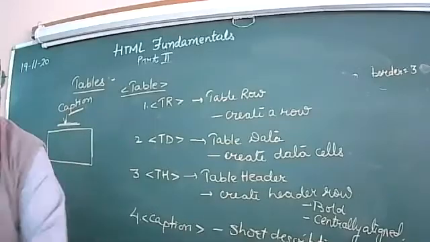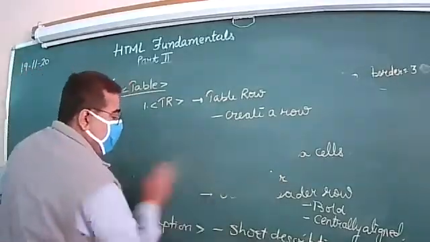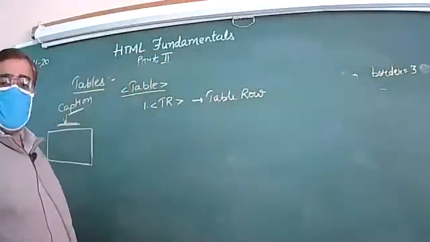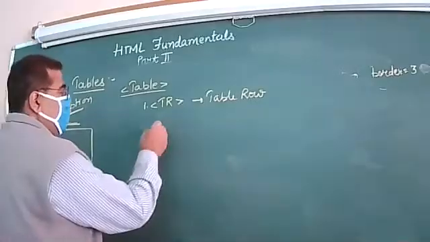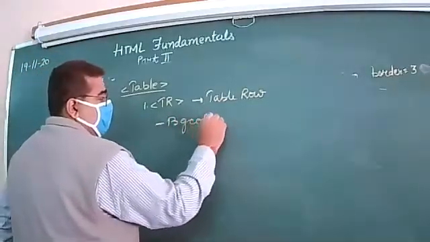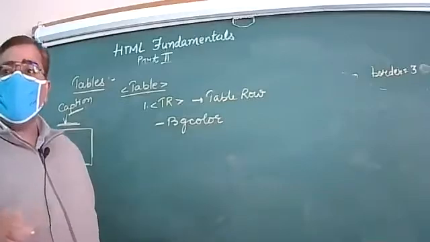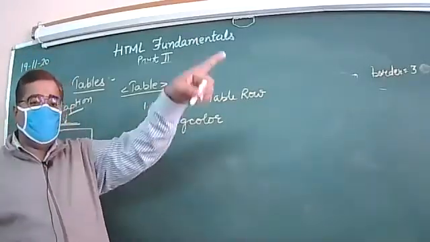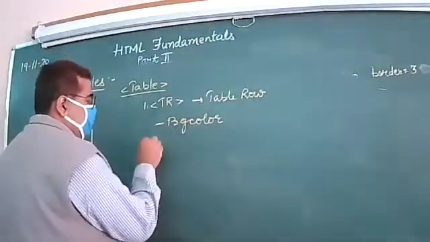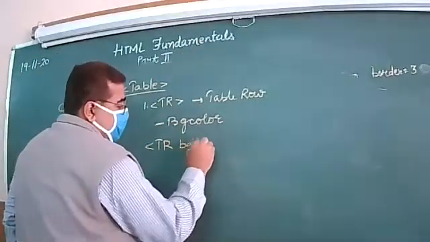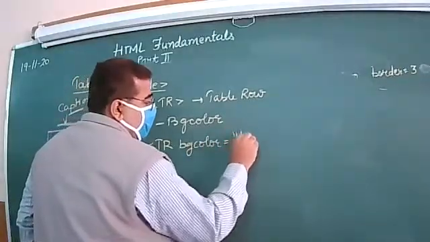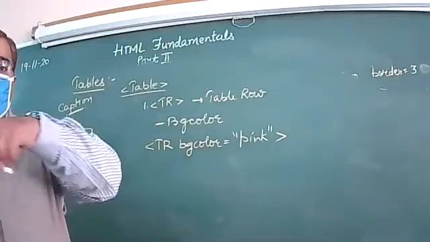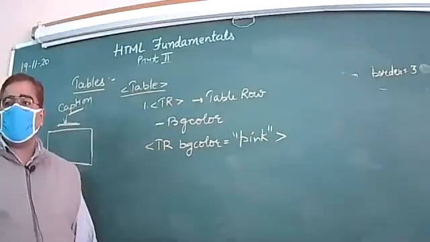Now, let us discuss the attributes of these. What are the attributes of the TR tag? BG color. Whatever attributes you apply, whatever values you give in the TR, that applies to the entire row. Suppose I am giving TR bgcolor equal to pink. Pink means the entire row will be of pink color.